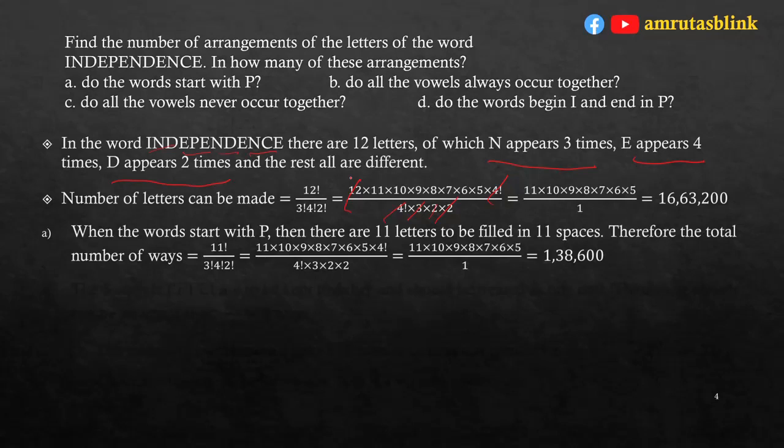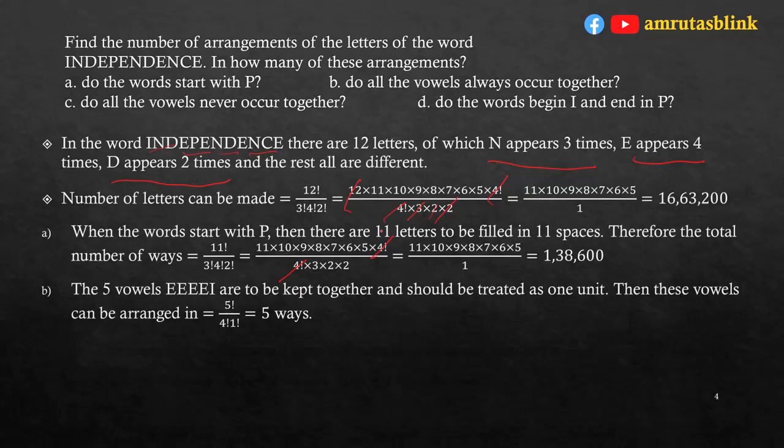So if we solve this, 11 factorial upon 3 factorial into 4 factorial into 2 factorial, again we will split this 11 factorial up to 4 factorial, that is 11 into 10 into 9 into 8 into 7 into 6 into 5 into 4 factorial upon 4 factorial into 3 into 2 into 2. So 3 factorial has been split into 3 into 2. Now if we solve this, we get 1,38,600. So ultimately we can create 1,38,600 words to start with P.